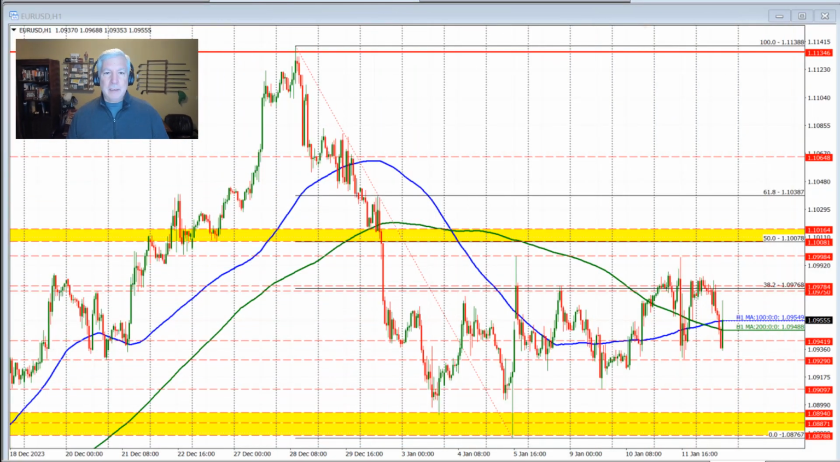We had the PPI data come out a little bit weaker than expected. Yesterday, we saw the CPI data come out a little bit stronger than expected. And it sort of dovetails with what's happening in the markets as far as the price action goes. There's been a lot of ups and downs in the markets.